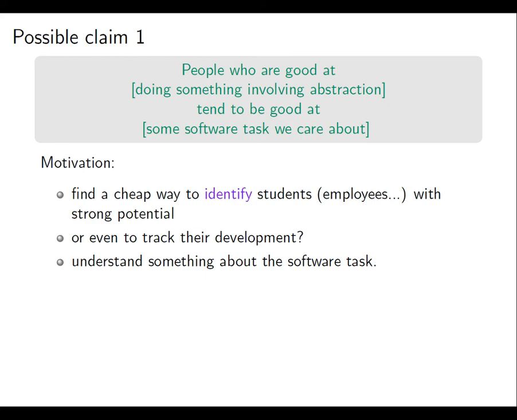Indeed, even if we find a very close connection between those things, we might even be able to say if it's cheaper to test somebody's ability to do the thing involving abstraction than it is to test their ability to do the software task, we might even be able to use this connection to track somebody's development. And of course, in the process of understanding the connection between these things, we might end up understanding something about the software task, and that might be interesting and perhaps even useful in its own right.